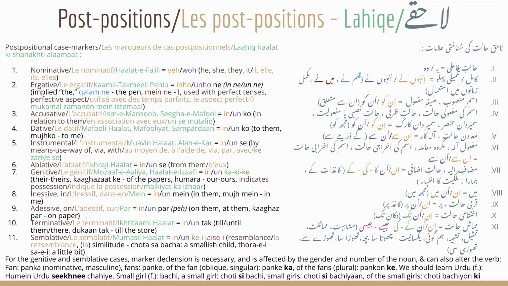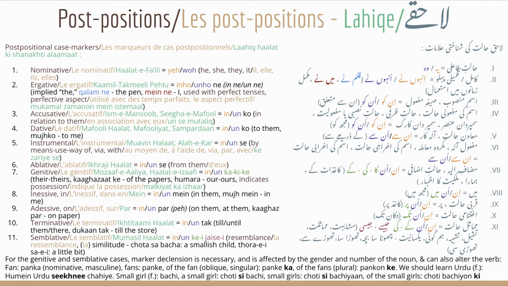Then instrumental is movin haalat, which is like inse or unse, like by way of or by means of, like gizari, like via or through. It's usually used when you're using an object and you're getting something done by that object. Then the ablative or the ikhraji haalat, that is inse or unse, which means like from them.